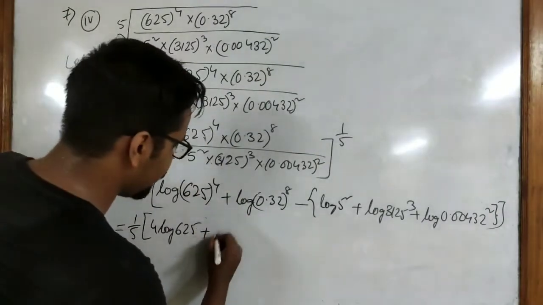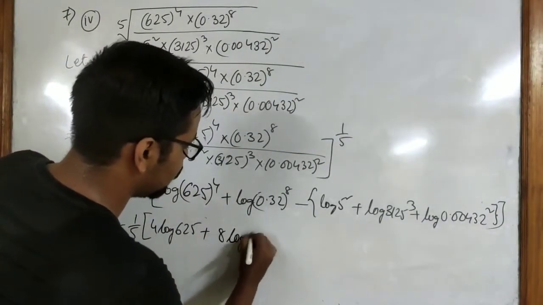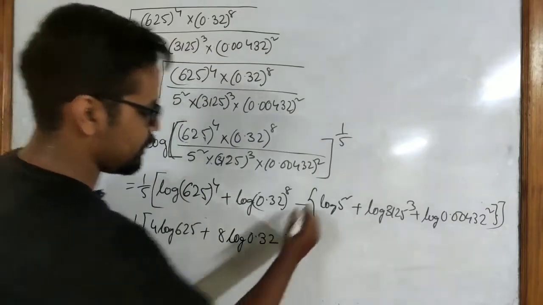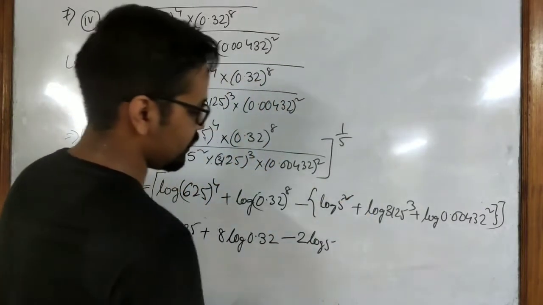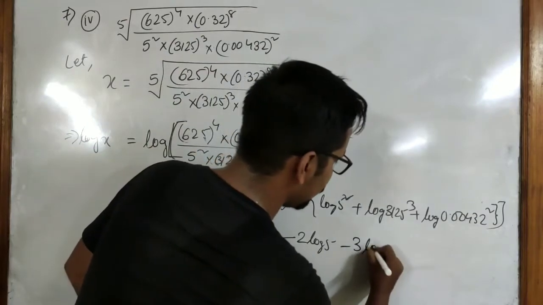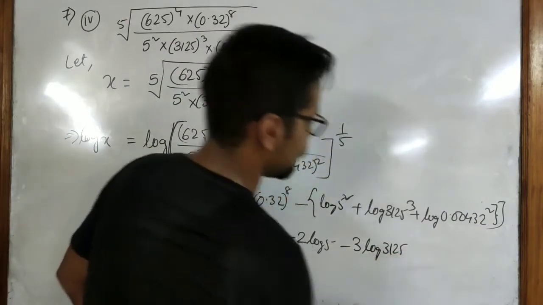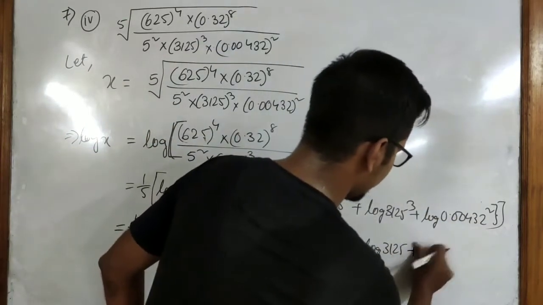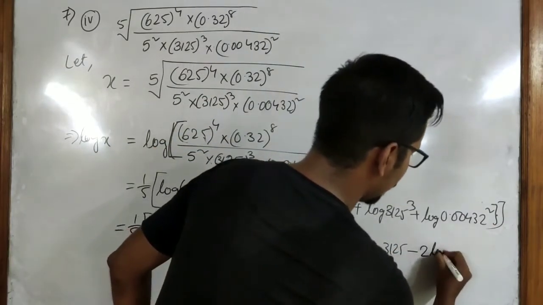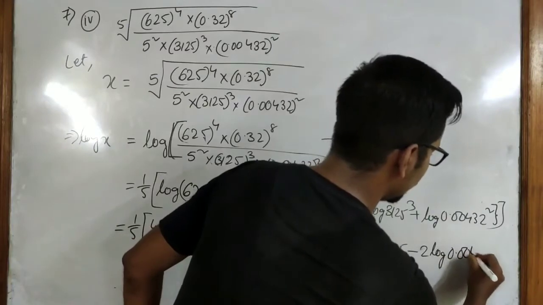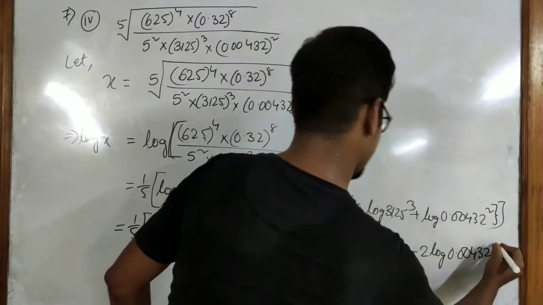So what we are going to do here, we are going to write 8 log 0.32. Here we are going to have minus 2 log 5 because it is 5 squared. We are going to have minus 3 log 3125, and this is going to be plus minus 2 log 0.00432.